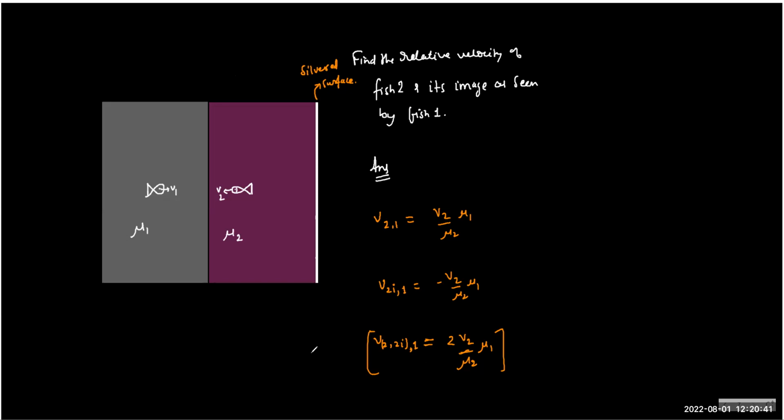Done? I hope this is clear. Any doubt in this? No? Fine. See, the idea is when you look at any object in a medium different from yours, you never see reality, you see the apparent value. You need to realize what the apparent position is, and if you differentiate that apparent position mentally, you will get the apparent velocity. So that's how you can think about it.